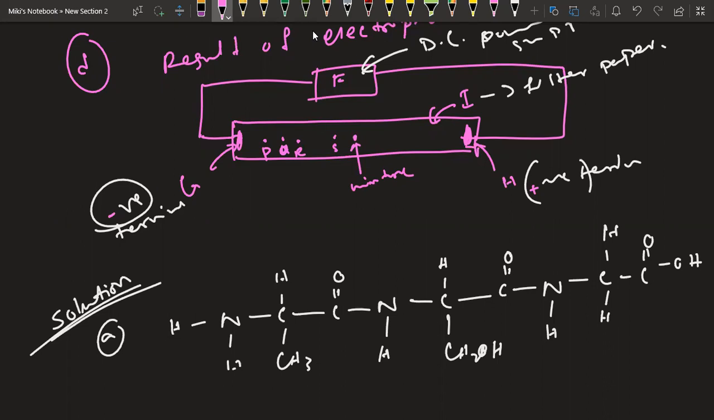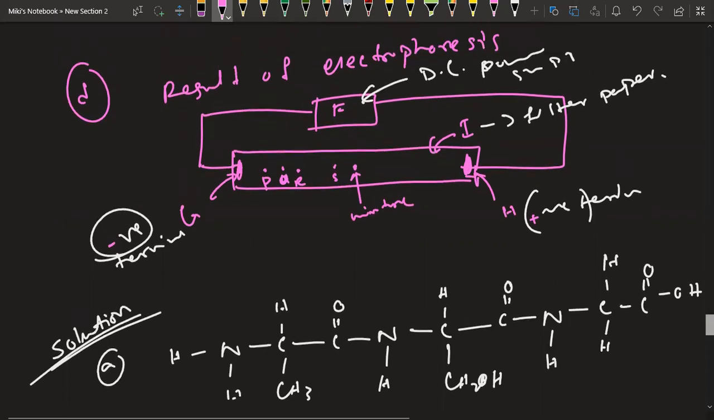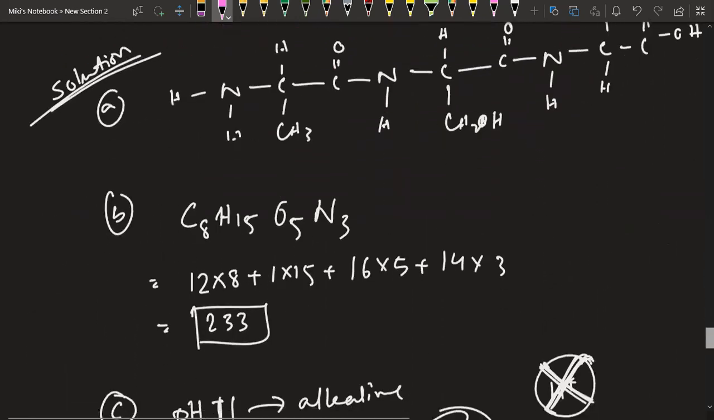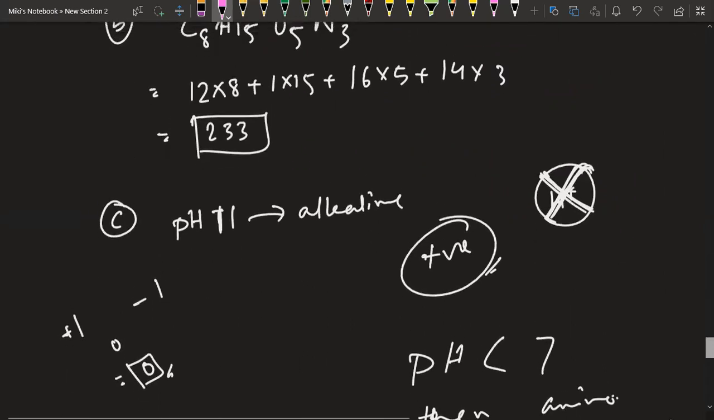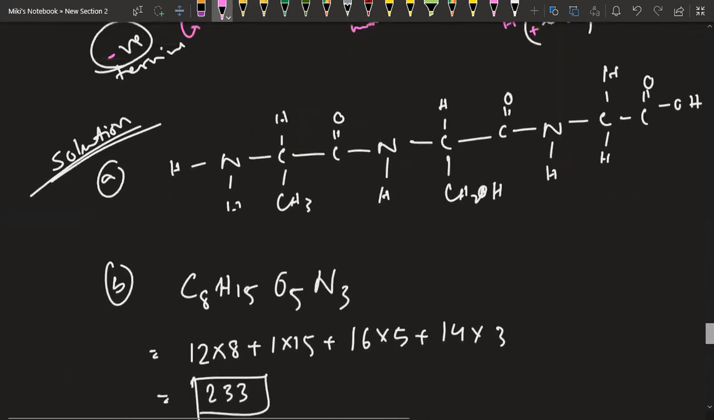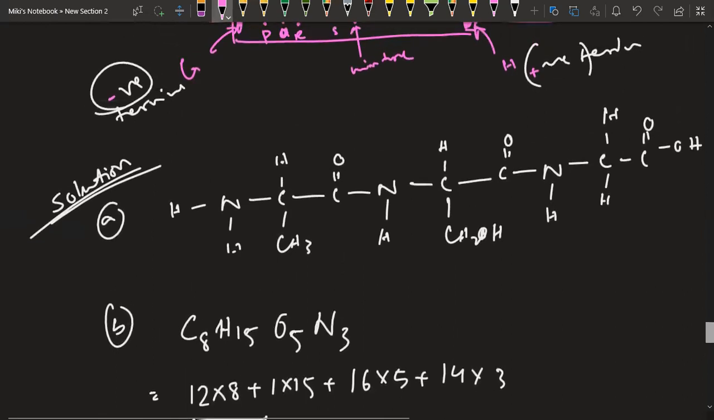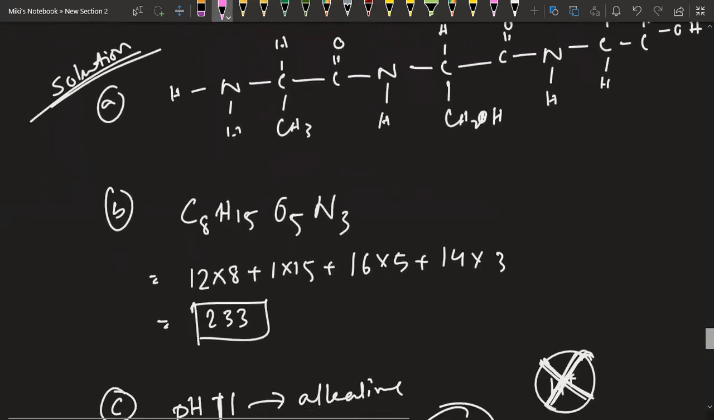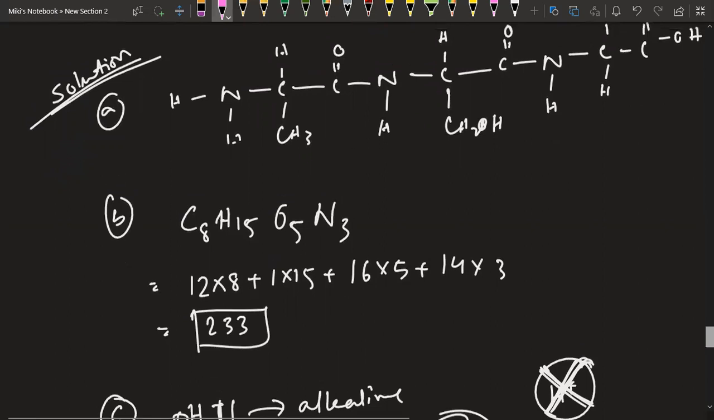In our last lecture, we were doing the components from electrophoresis. We're solving a question from electrophoresis. We were in the last example, and where we stopped was at question number C and onwards. We did up until A and B, where we drew the structure of the tripeptide of alanine, serine, and glycine, and we found the Mr of the compound alanine, serine, and glycine.